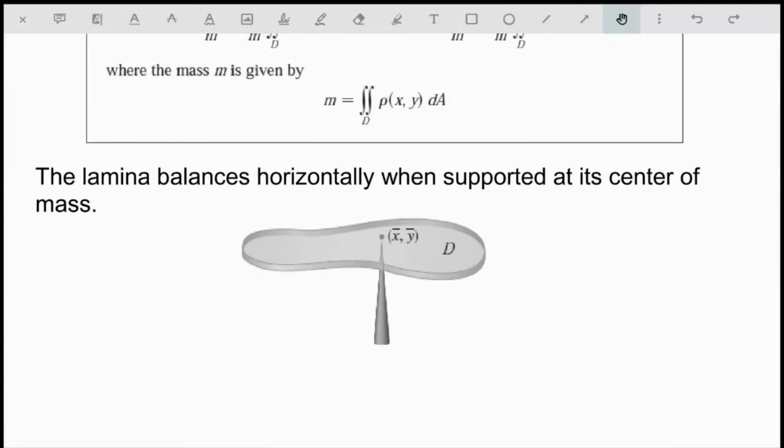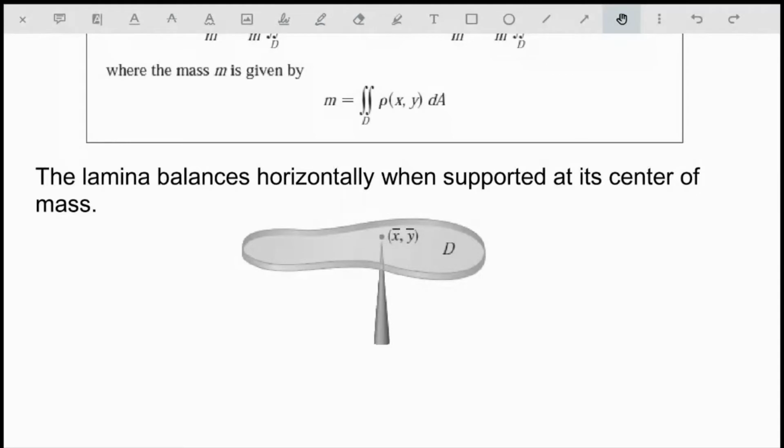So you can see now that the point x bar, y bar is going to be the point where it would be perfectly balanced. Obviously, when you have a constant density and something like a disk, the center of mass would be the point where it would perfectly balance. But most of the time, we're not going to deal with simple objects like that.